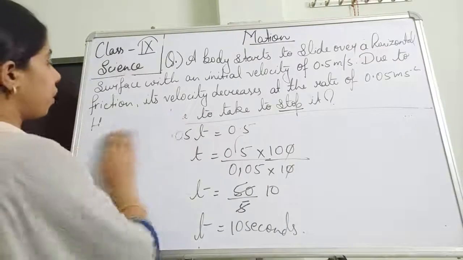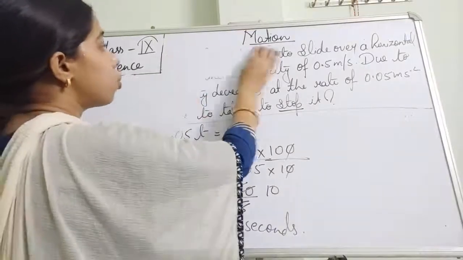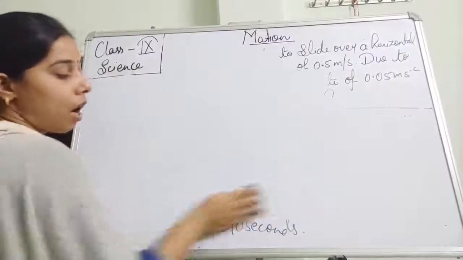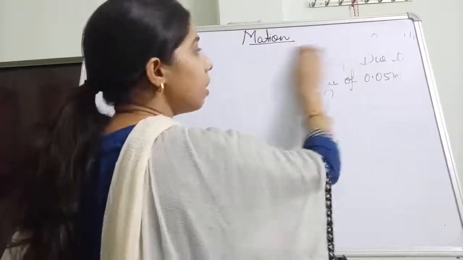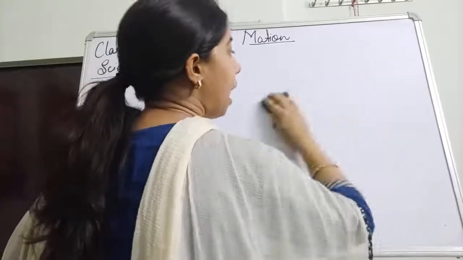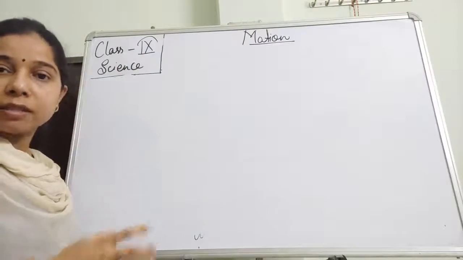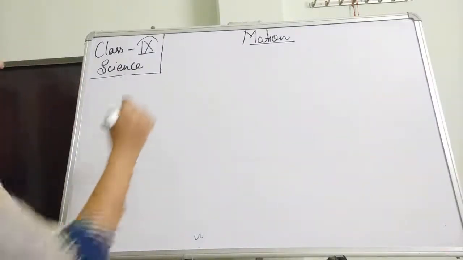Let us see some more questions, students. I hope you have understood that when any three of the four quantities of the first equation are given, we are going to use the first equation. And if the object's velocity is decreasing, at that time it will be retardation.